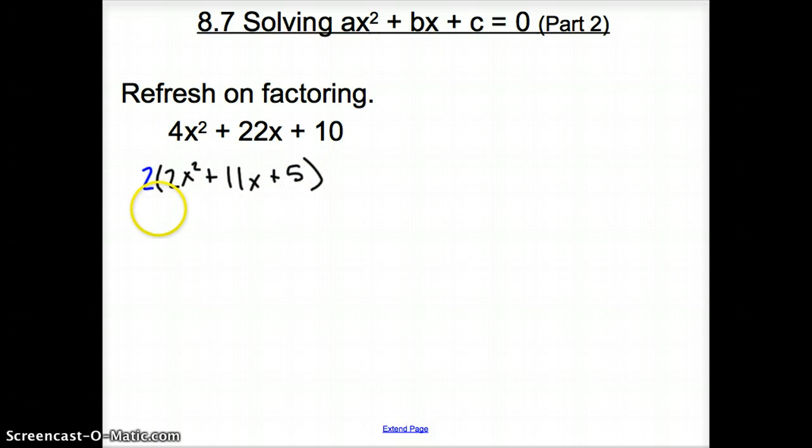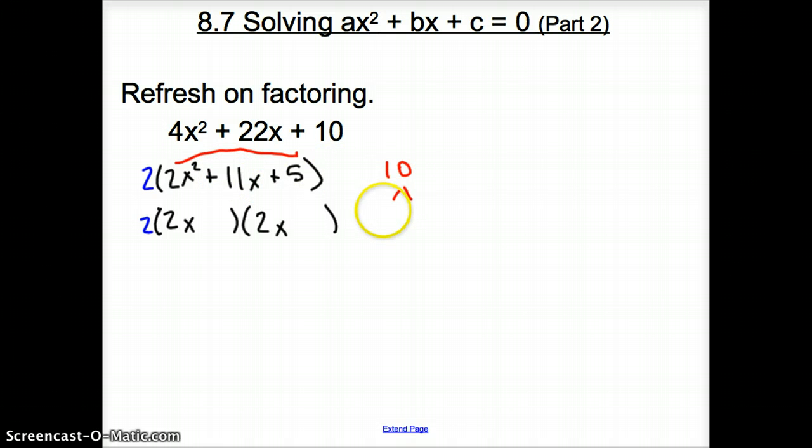Before I do that, I am always going to bring this 2 down, and then I'm going to make my set of parentheses and put my 2x in one and the 2x in the other. Now I'm going to take this 2 times 5 to get 10. Now I need factors of a positive 10 that add up to 11. Well, it's our very first factors that we ever learned. 1 times 10 is 10. That adds up to 11, so I'm going to put plus 1 and plus 10 in those parentheses.